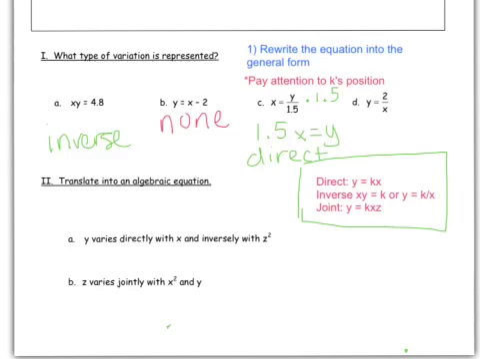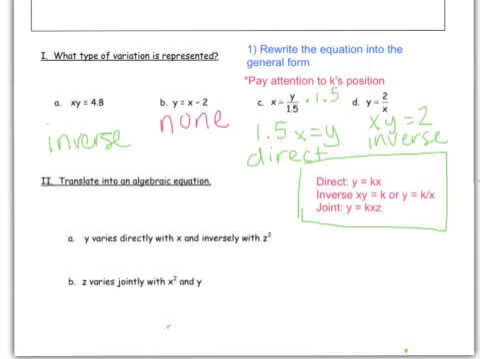Alright, the last one, D, does have x and y, one of them being in the denominator. So if you wanted to, you could multiply by x, so it becomes kind of like with the first one, and you're looking at x times y equals 2. Or you could just recognize when one of the variables is in the denominator, that means that it's inverse variation.